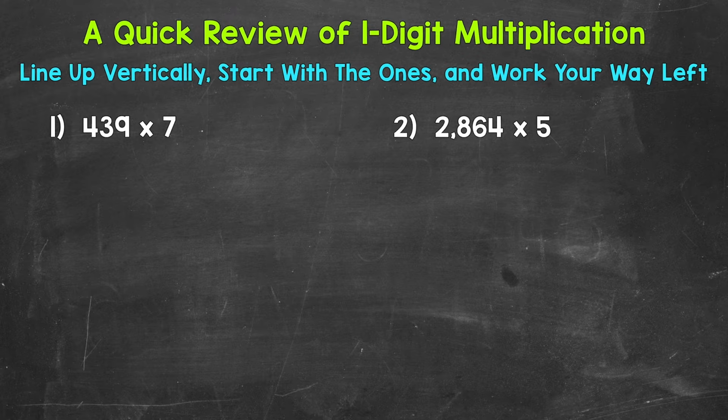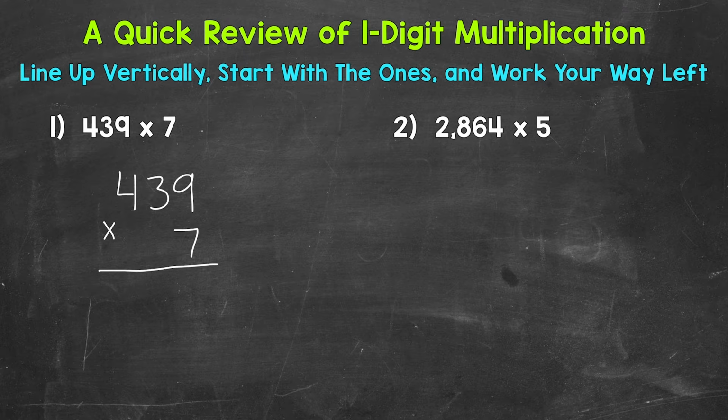Let's jump into number 1, where we have 439 times 7. Now the first thing that we're going to do, we're going to line this up vertically. So we're going to rewrite it up and down. So let's go below the problem here. And we have 439 times 7.